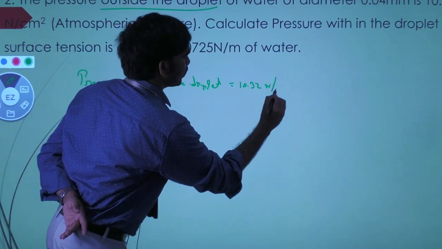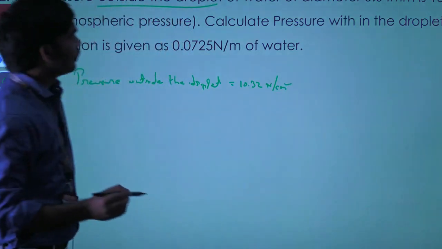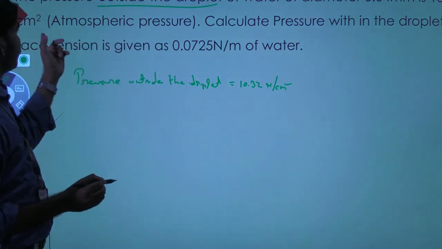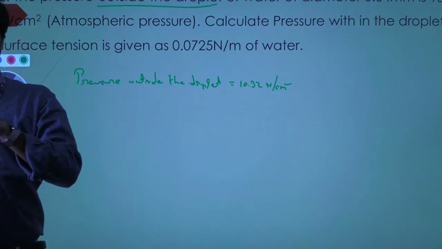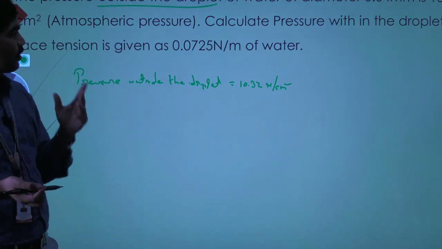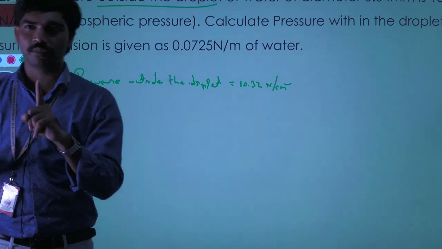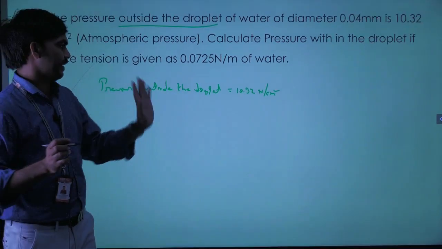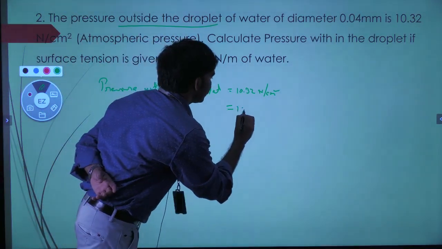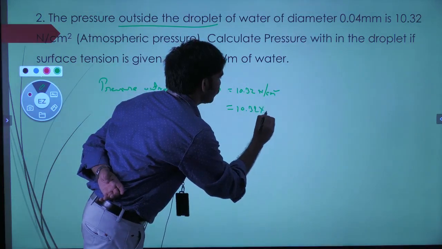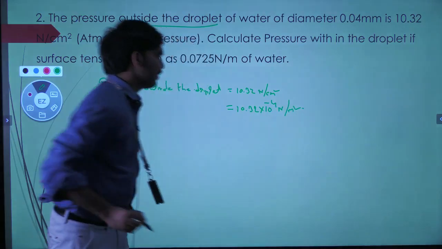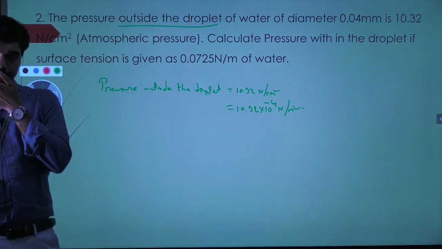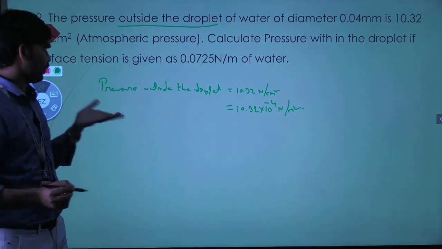10.32 Newton per centimeter square. So that is in mm, this is in centimeters, and here it is meter. So we have to convert all the variables into single units. I will try to convert all the units into a single unit, that is meters, right? So that means 10.32 into 10 to the power of minus 4 Newton per meter square, if I convert Newton per centimeter square to Newton per meter square.